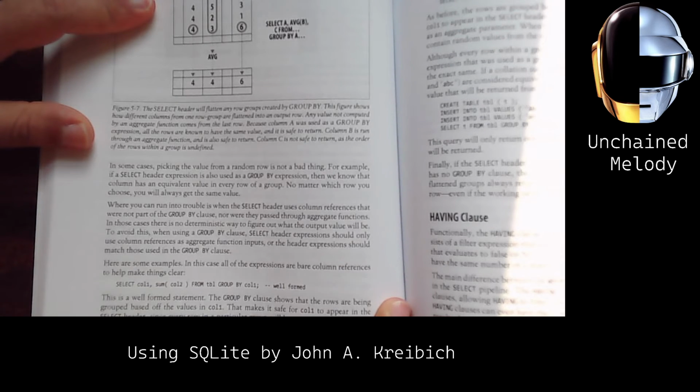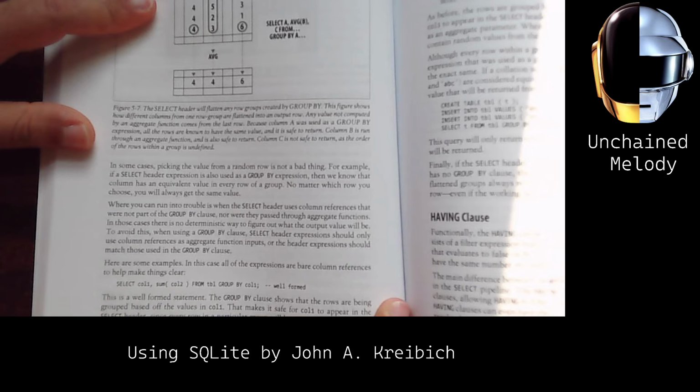Where you can run into trouble is when the select header uses column references that were not part of the group by clause, nor were they passed through aggregate functions. In those cases, there is no deterministic way to figure out what the output value will be. To avoid this, when using a group by clause, select header expressions should only use the column references as aggregate function inputs, or the header expressions should match those used in the group by clause.